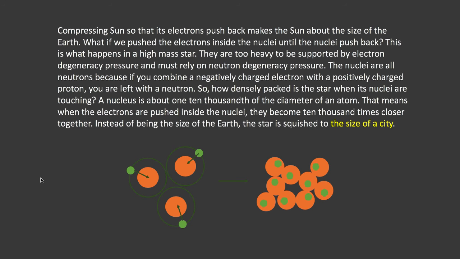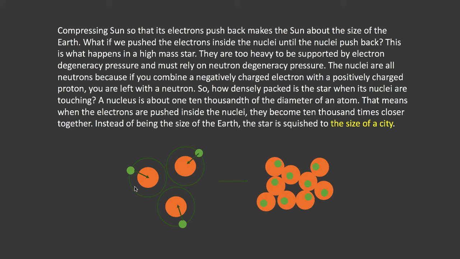So we can compare what happens with the white dwarf star to what happens to these higher mass stars. Let's think about this in relation to the sun. If you took the sun and compressed it down so its electrons are pushed back, it becomes the size of the Earth, as we talked about. Well, what happens if you push the electrons inside of the nuclei until you get to this neutron degeneracy pressure? It turns out that the size of the star goes from being the size of the Earth down to the size of a city.